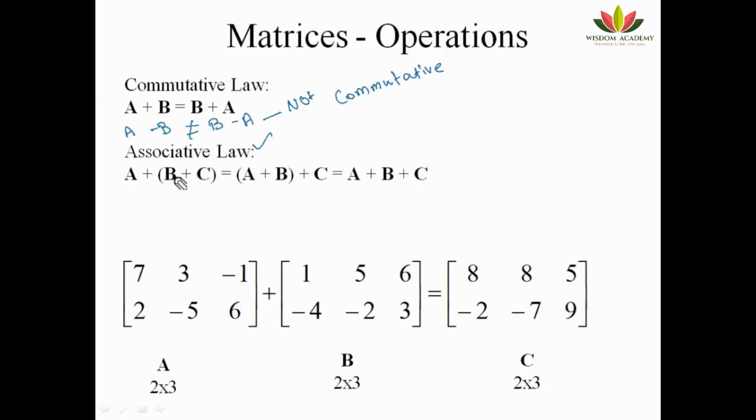A plus (B plus C) will be equal to (A plus B) plus C, which is also going to be equal to A plus B plus C. So this matrix addition is going to follow the associative law.